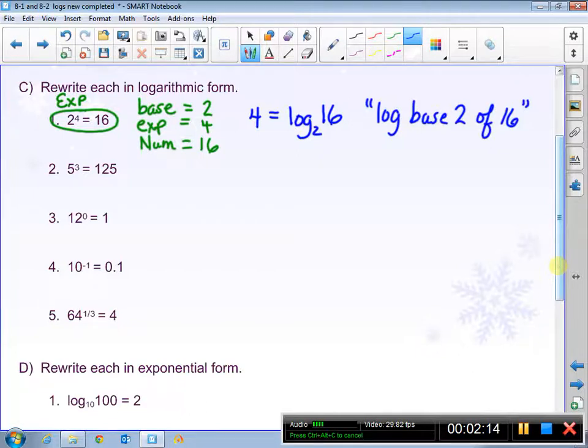Number 2, rewriting it, find the exponent. It equals the log base 5 of 125. Maybe pause and try the rest of these on your own.